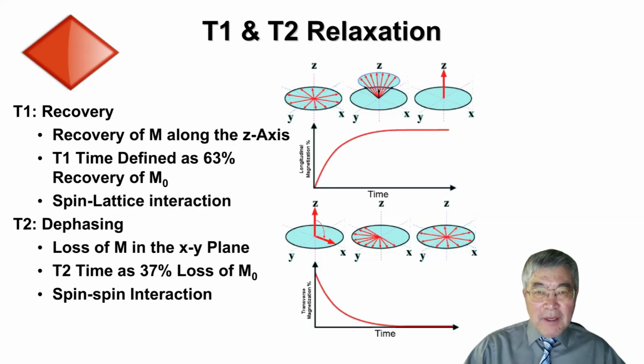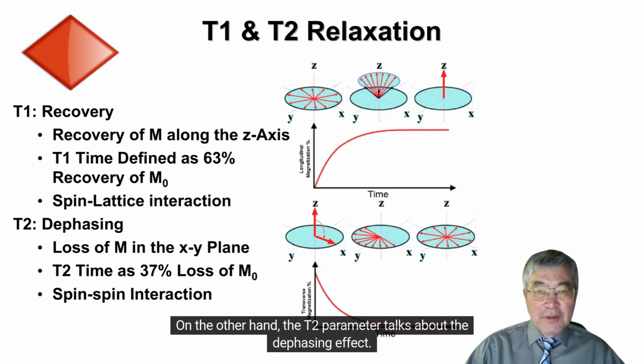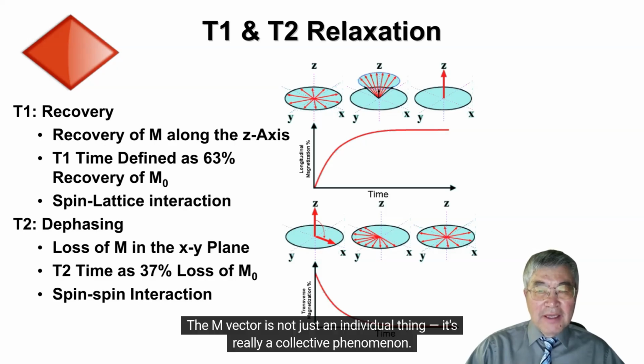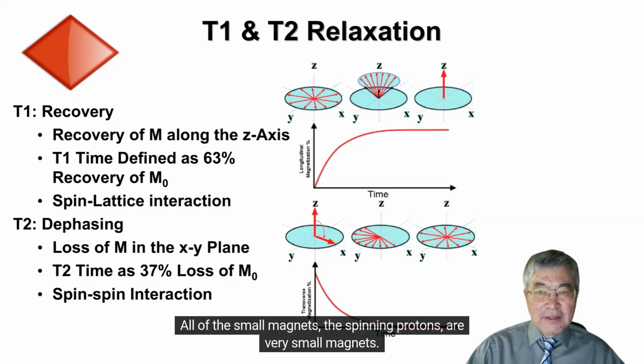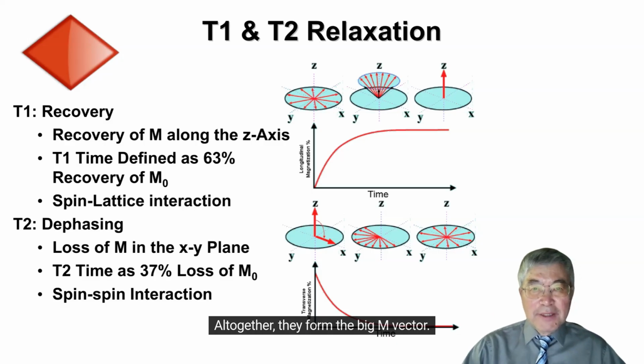On the other hand, the T2 parameter talks about the dephasing effect. The M vector is not just an individual thing, it's really a collective phenomenon. All of the small magnets, the spinning protons, are very small magnets. Altogether, they form the big M vector.